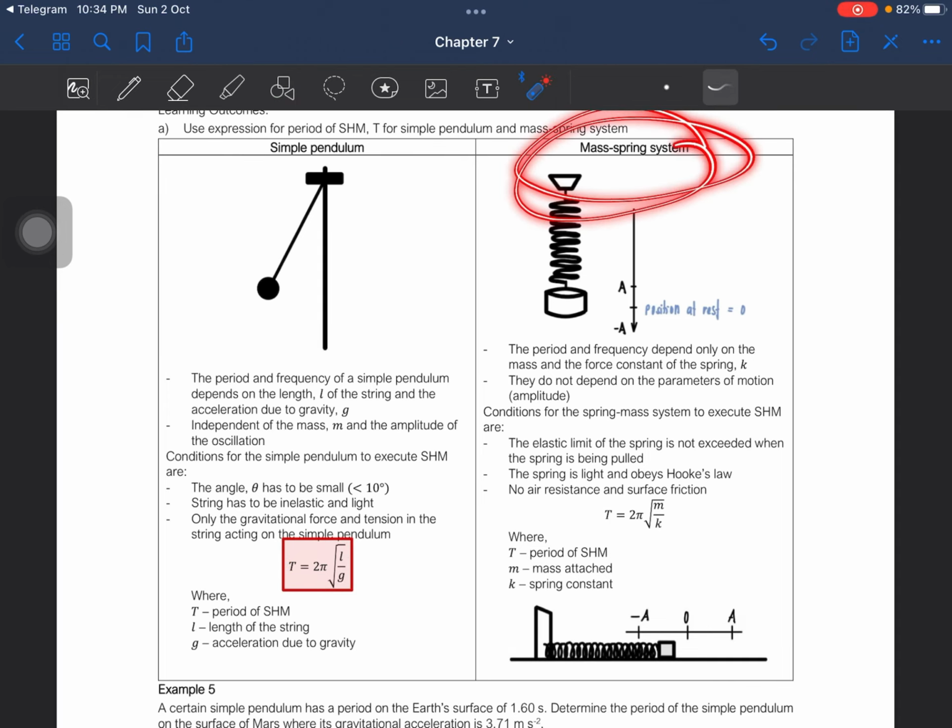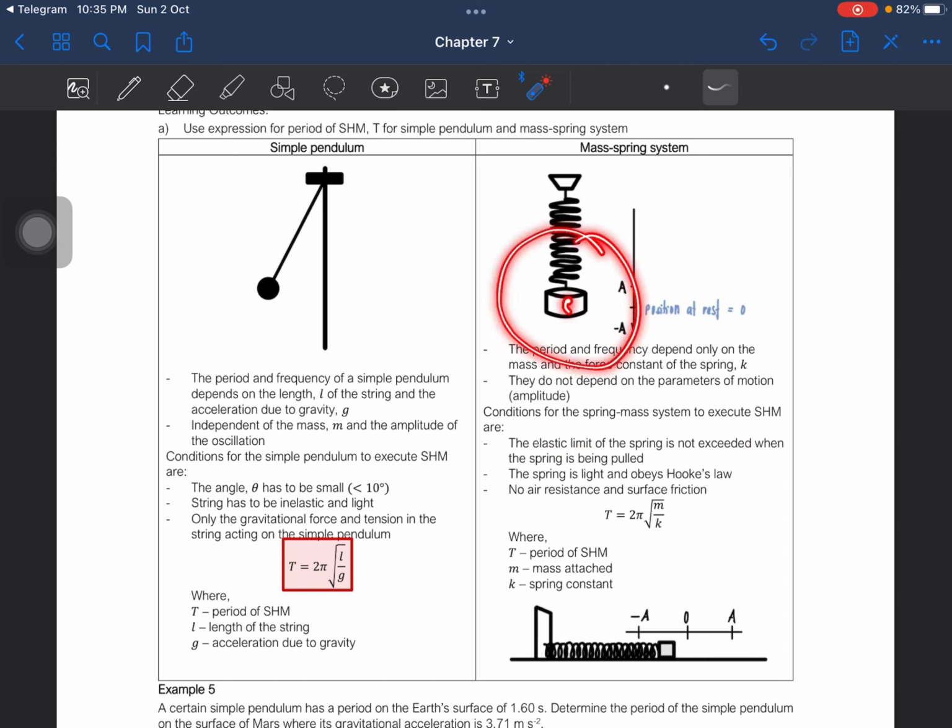Next, we have the mass spring system. The period and frequency depend on the mass and the force constant of the spring. So they do not depend on the parameters of motion, which is the amplitude. The conditions for it to execute simple harmonic motion are that the elastic limit of the spring should not be exceeded when the spring is pulled. Secondly, the spring should be light and it should obey Hooke's law. And lastly, it should have no air resistance and surface friction.